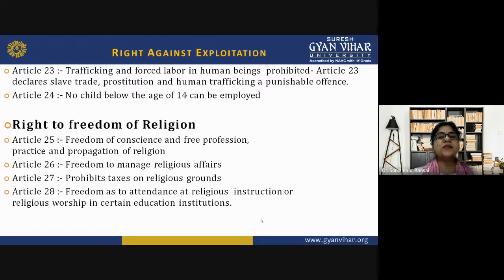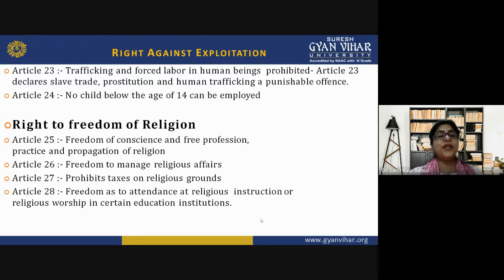Then right against exploitation, Articles 23 and 24. Article 23 is about trafficking and forced labor in human beings being prohibited. Article 23 declares slave trade, prostitution, and human trafficking a punishable offense. And Article 24 states that no child below the age of 14 can be employed anywhere.